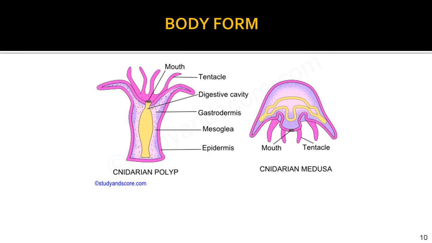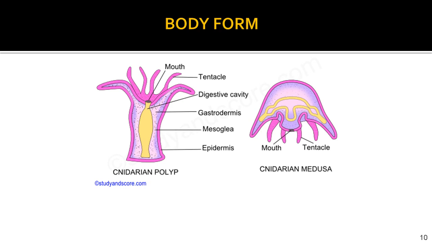And this is regarding the body form. Actually, these types of animals may have two types of body form, right? The body shape or morphology may change. Either it will be in a cylindrical form. The first figure is a cylindrical form. So this type of animal is known as the polyp form, right?